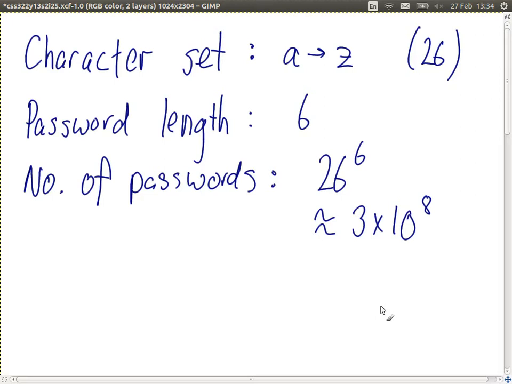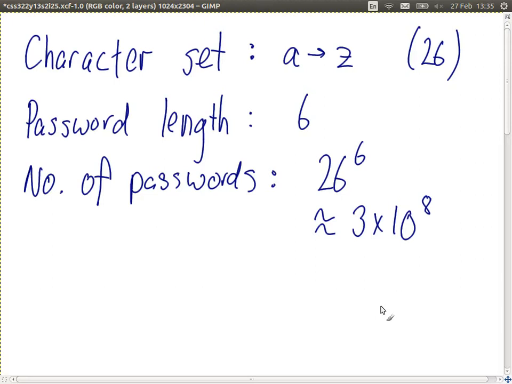So assuming a user chooses random passwords, they don't choose words from dictionaries, there's no structure amongst the passwords. If I chose a random password, 6 characters long, then an attacker, to guess my password, worst case, has to try about 300 million attempts. Okay, so we want to look at how much effort would it take an attacker to guess my password. Take about 300 million attempts.